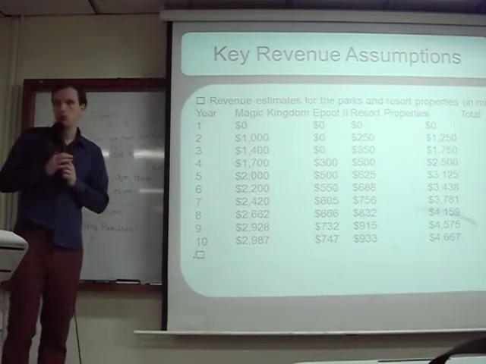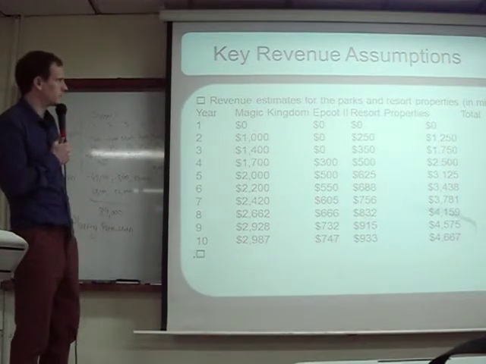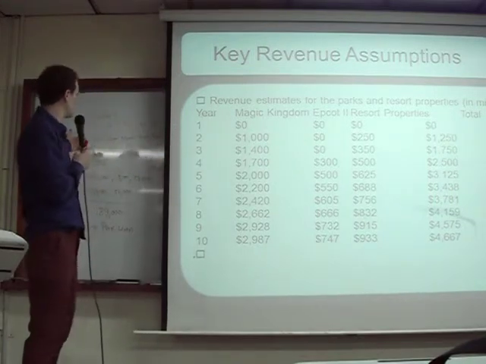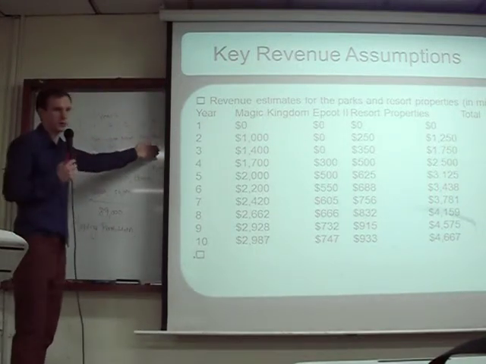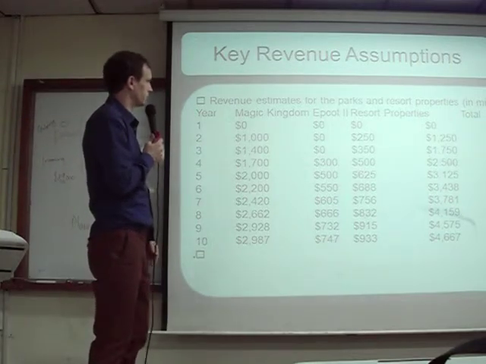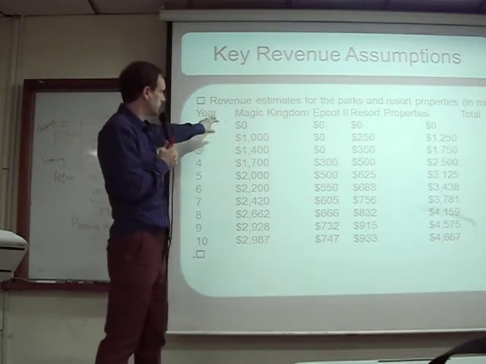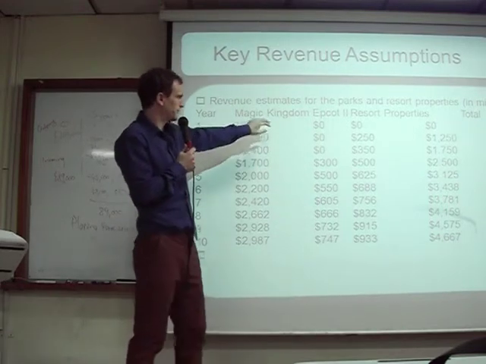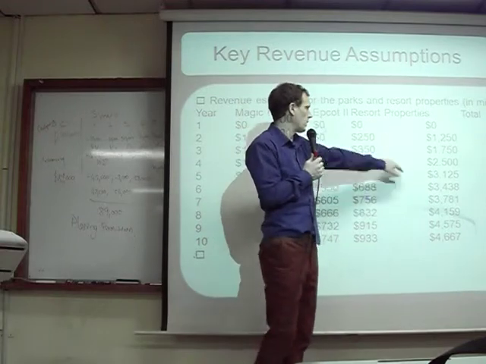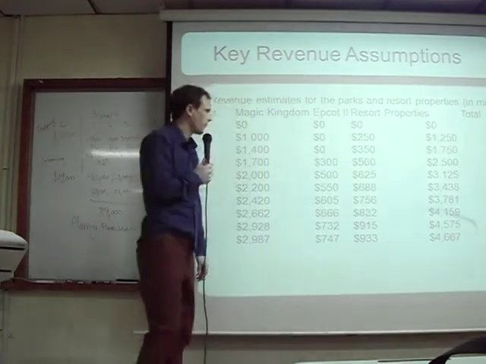Then we make some revenue assumptions. We look at how much money we are going to get, just like we made here for the restaurant. For Disney, we're going to say, how much money are we going to get each year? Okay? So Magic Kingdom, we'll make this much profit. This thing starts after 3 years, we'll make this much. Resort properties, we'll make this much.